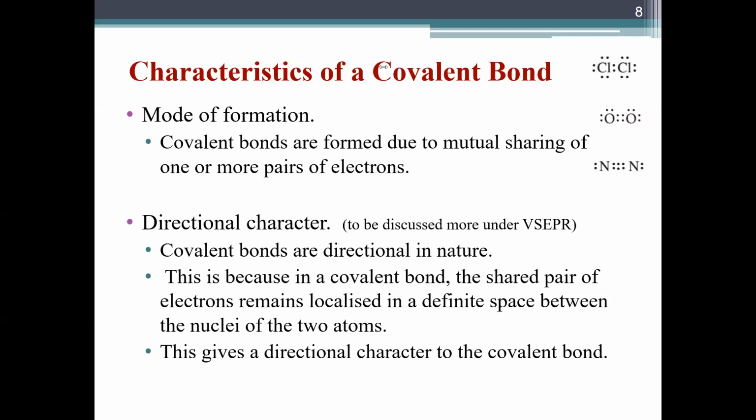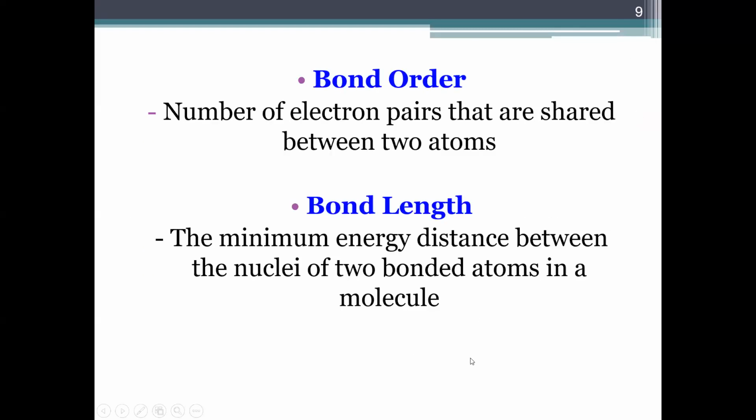So this gives the directional character of covalent bond, and the other type of bond, which is ionic, doesn't have this characteristic. Another term that we also need to know is bond order. Bond order is the number of electron pairs that are shared between two atoms. So if I may ask you, what is the bond order for nitrogen molecule?